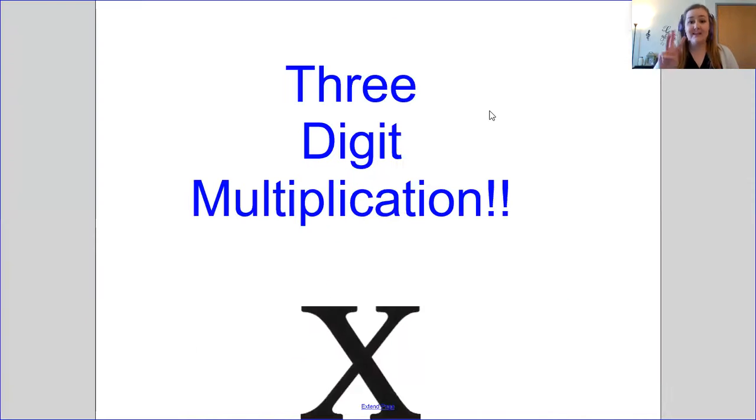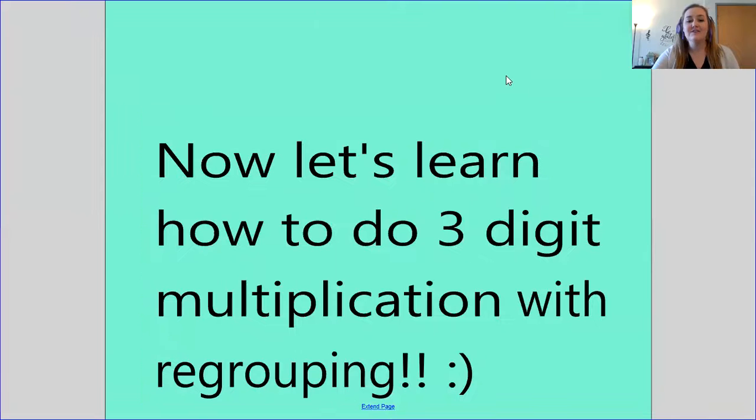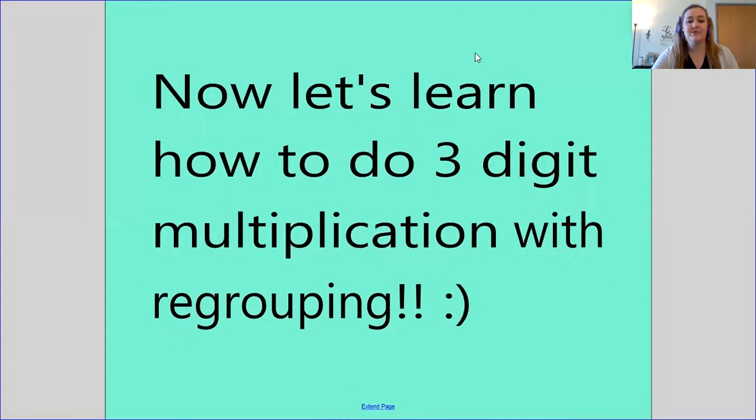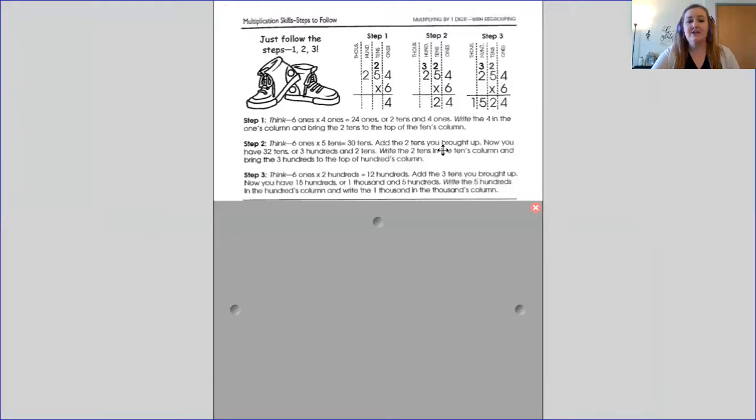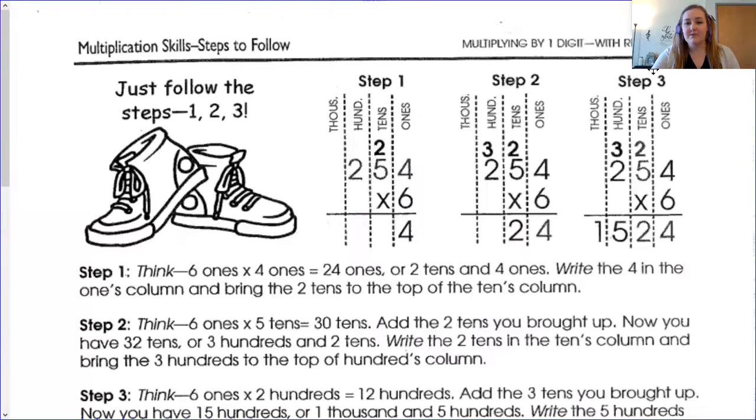Okay, so 3-digit multiplication, we're also going to end up doing 4-digit. First, let's learn how to do 3-digit multiplication with regrouping today. Let me make this a little bigger so we can see. It really just goes with following the steps. Step 1, you've got to keep them in your column. So say we were doing 254 times 6.